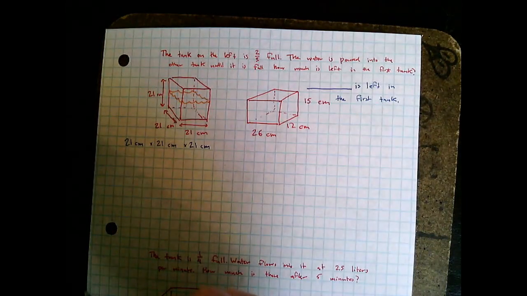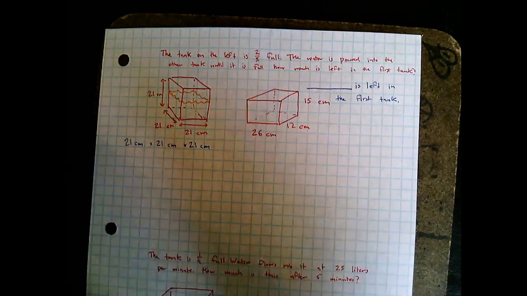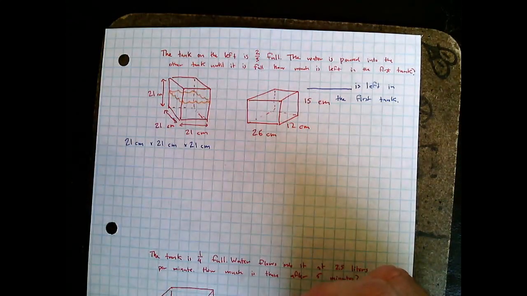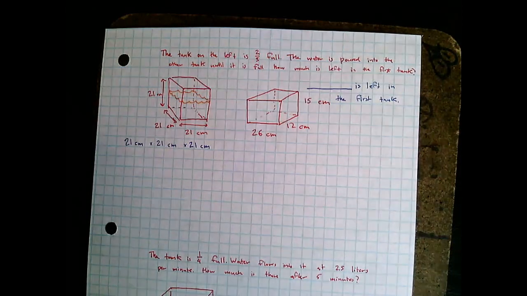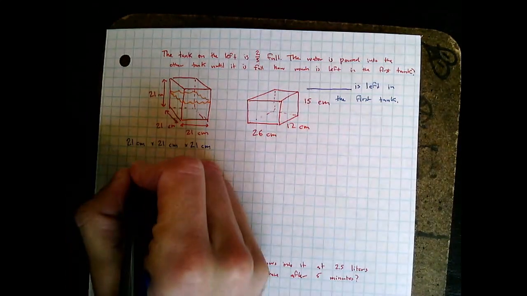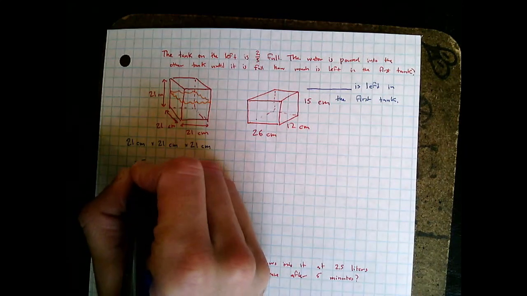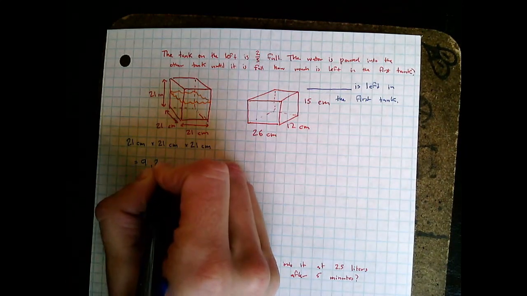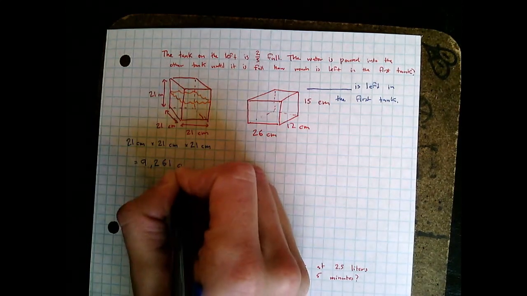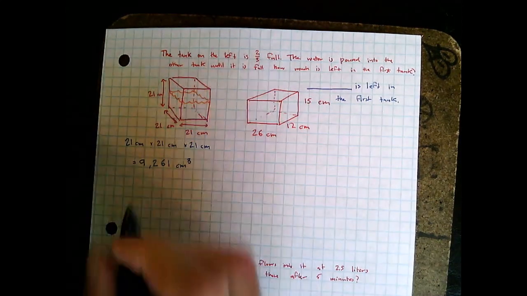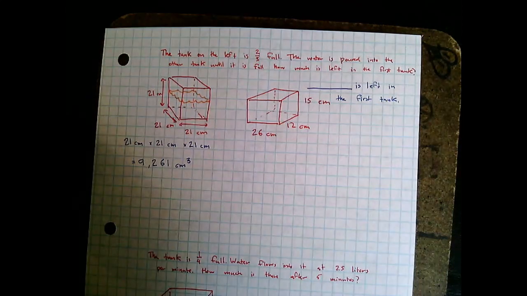And that ends up being, I forgot to do that one, and that will take quite a while to write down. Let me check in the book. That is equal to 9,261 centimeters cubed. Whew, that is a lot of centimeters cubed.